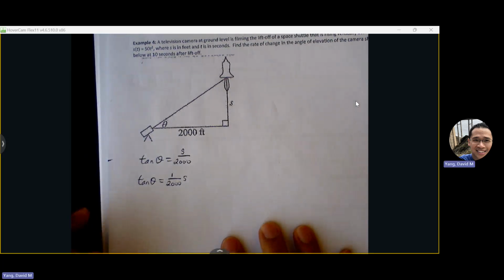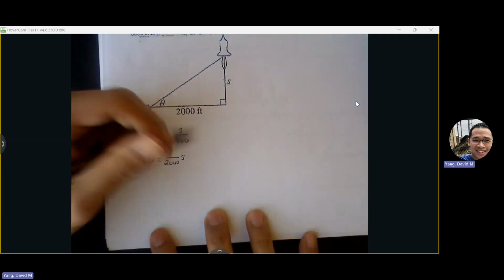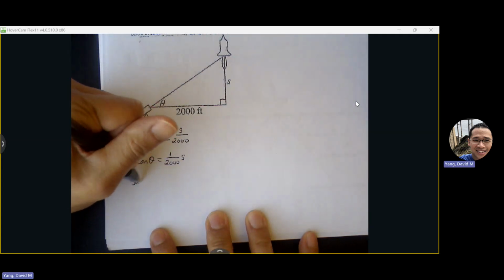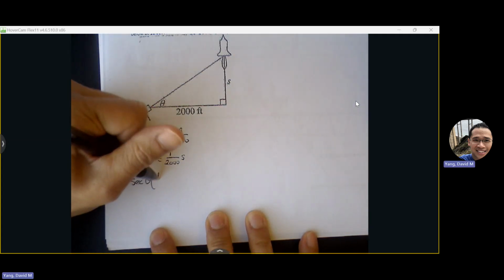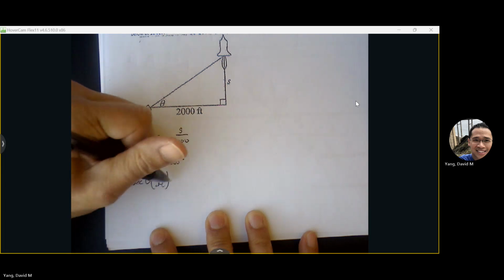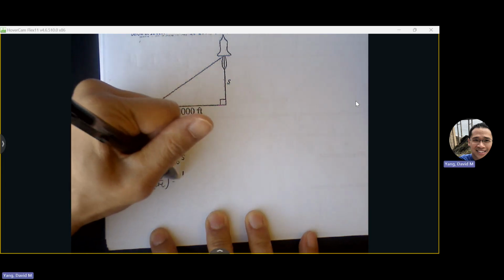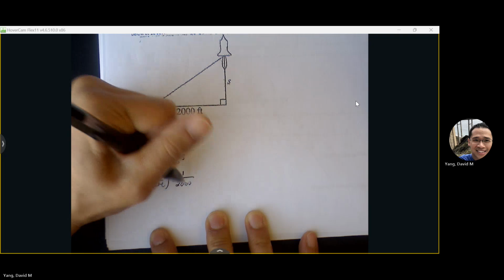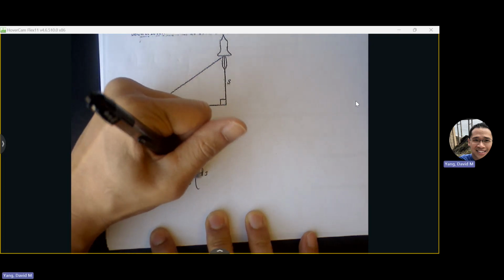Okay, derivative. Get the calculus out of the way. So tangent becomes secant squared theta, d theta dt. 1 over 2000 s, we know the coefficient is going to stay. S becomes ds dt.